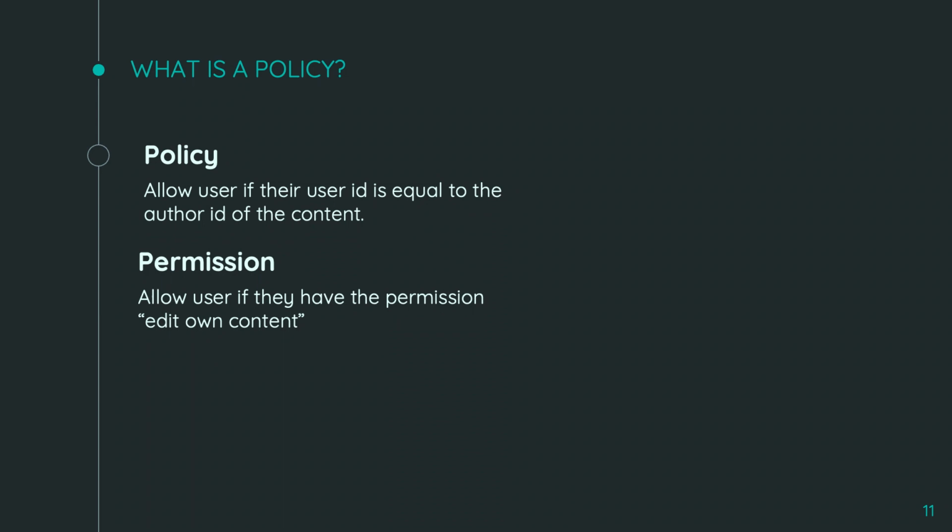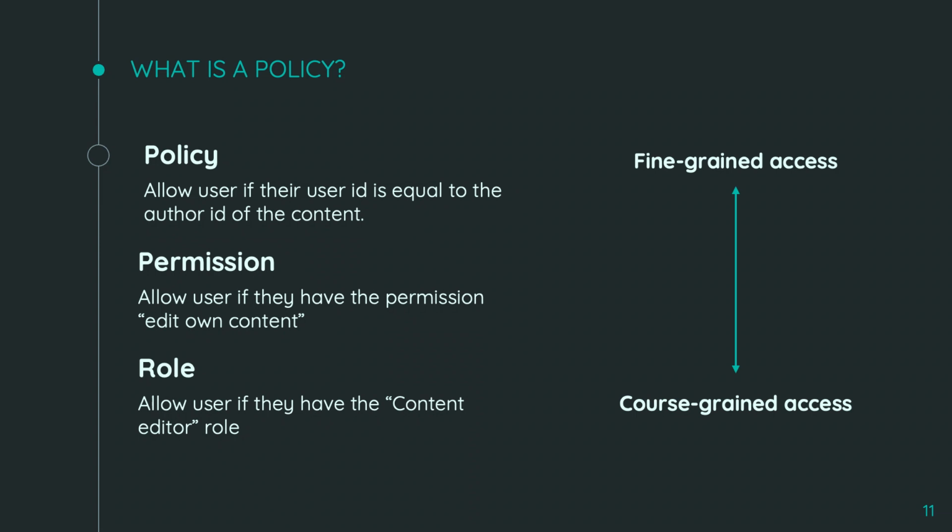edit own content. We can take this even further. If we want to express this idea as a role, you would say, okay, allow the user if they have a content author role or the content editor role. And so at its core, the definition of access policy is that it's very fine-grained compared to permissions and roles, which are more coarse-grained. If you want to think of it another way, policy is the logic that I as a developer would implement in my code in order to write a permission, for example.